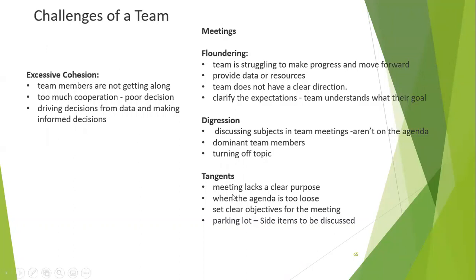And tangents: meetings lack a clear purpose when the agenda is too loose. For example, we are going to discuss working from office, but no one knows how we are going to start it or how we are going to work from office. This becomes a loose agenda.